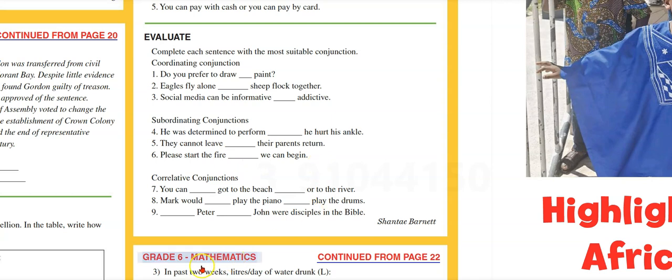Correlative conjunctions now. You can go to the beach or the river. Mark would play the piano play the drums. Final one. Something here, Peter, something, John were disciples in the Bible.